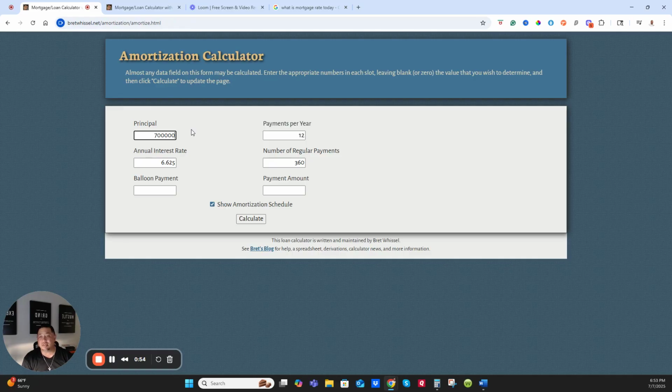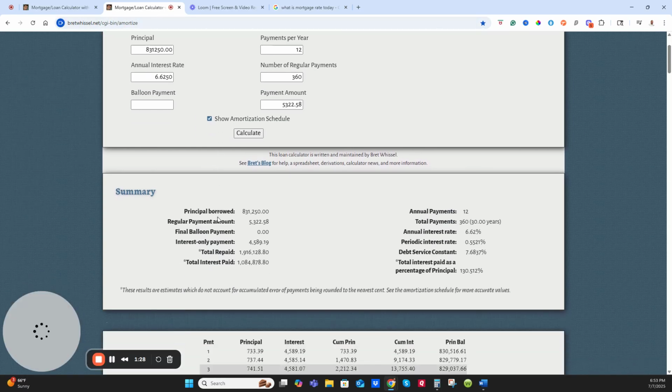Okay. So what I want to do is show you guys the difference of an amortization schedule, so you can see what that looks like in regards to trying to pay some things off. So we're looking at 5% versus a 20% down payment and what that might mean to you. As you can see right here, I'm on BrettWhistle.net. We're doing the amortization calculator, and I have this box checked. With the 5%, I'm going to go ahead and calculate that so you guys can see what that looks like.